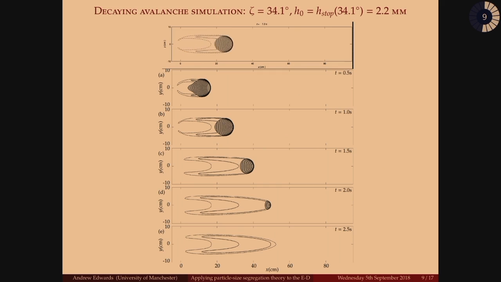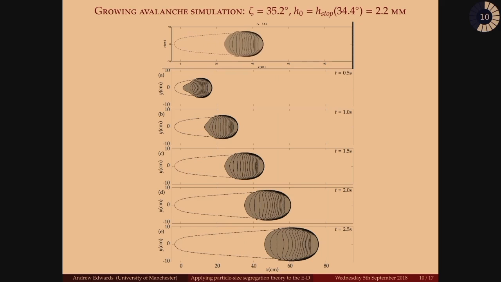So now we can solve. We have all the parameters. So in our numerical simulations, we replicate the experimental conditions exactly. Firstly, for the shallow slope angle, we have decaying avalanches, and the shaded regions here just indicate any non-zero velocities. So you can see that the avalanche propagates some distance before coming to rest, as we saw in the experiment. Again, for the growing avalanches, we see that the width and the thickness continually increase.